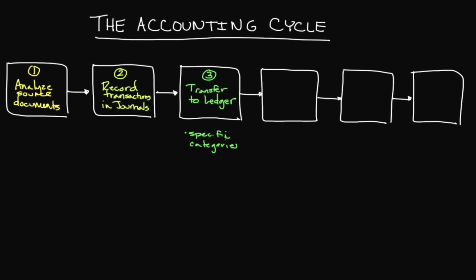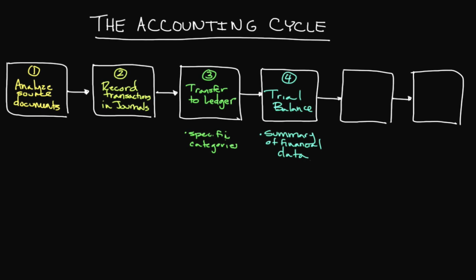Now, after the transfer to the ledger, the next step of the process, which is step 4, is producing what we call a trial balance. And a trial balance is really a summary of financial data. It summarizes what's in the ledgers. The idea here is that it allows accountants the opportunity to identify the issues that are going to take place and then, of course, correct them before we move on to step 5.